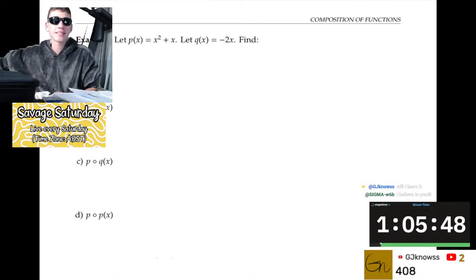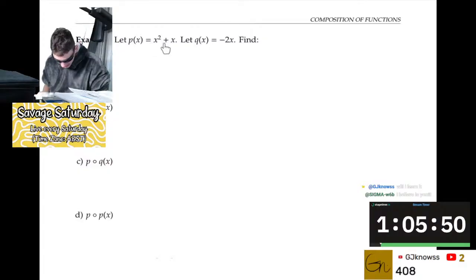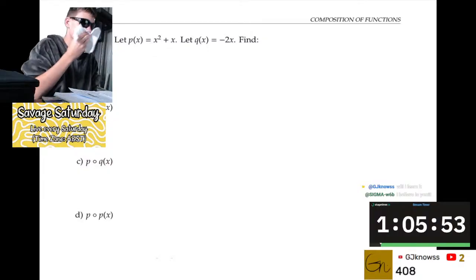Next, let's turn our attention to the composition of functions that are given by equations. We've got p of x is x squared plus x, and q of x is negative 2x. We want to find q composed with p of 1.